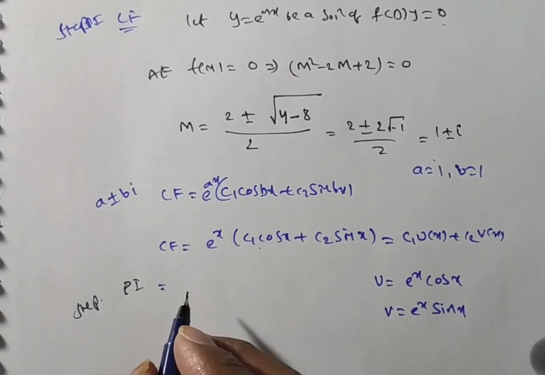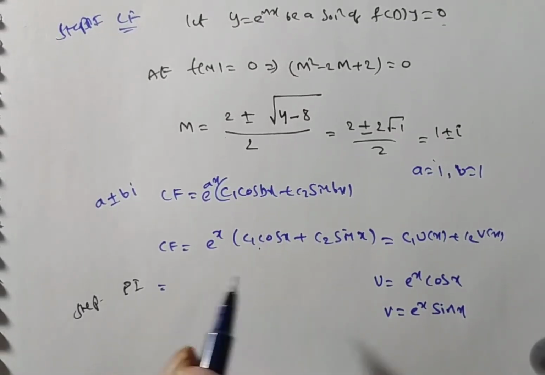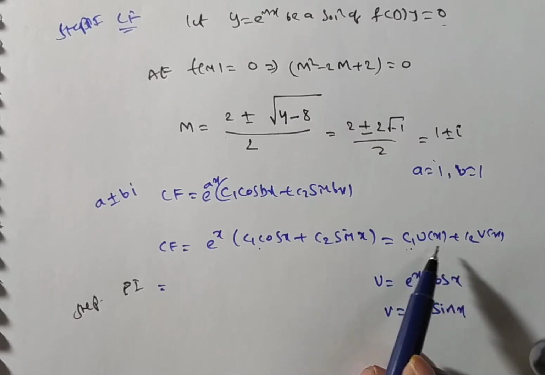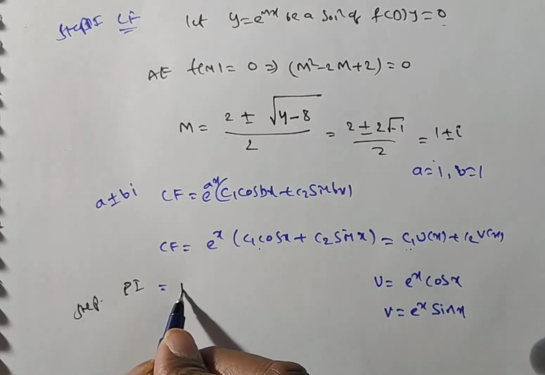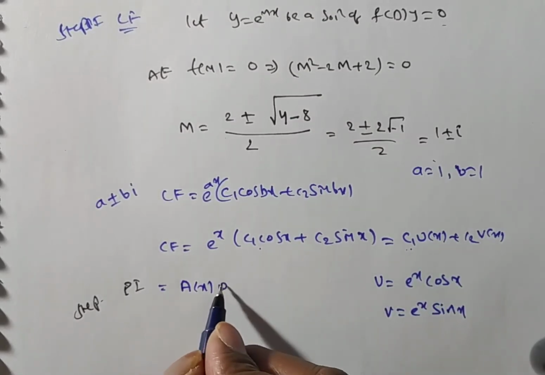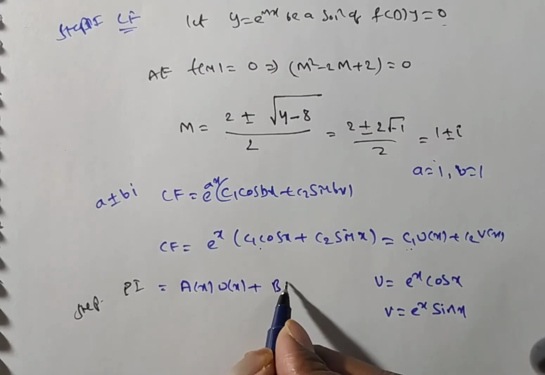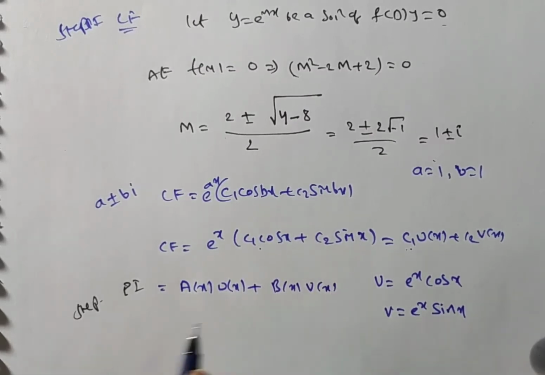Now for the particular integral, whenever the complementary function is c1 u(x) + c2 v(x), the particular integral is A(x) u(x) + B(x) v(x). So do you know u(x)? Yes, write it down.